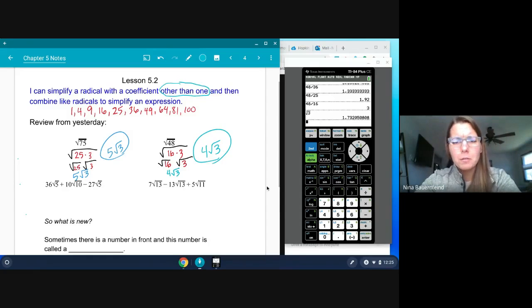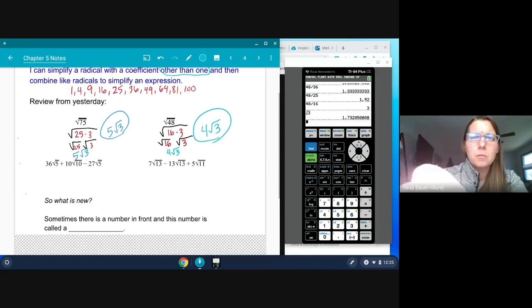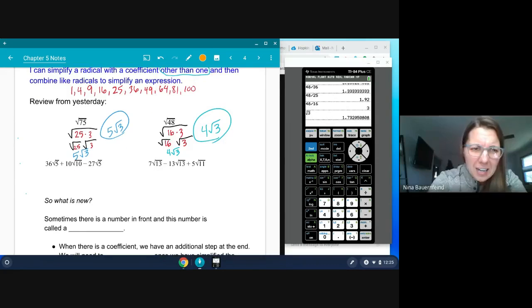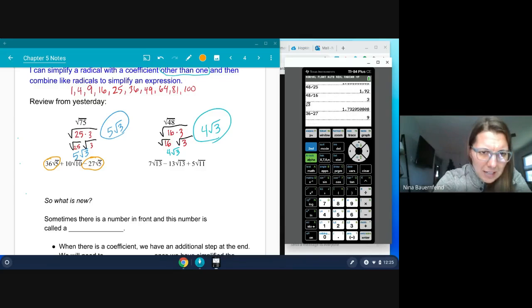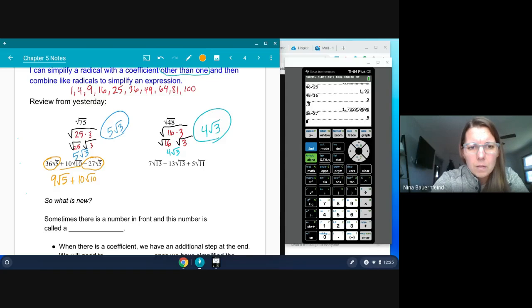And then the other thing we did yesterday is we combined like terms so that it would simplify. So here you see how we have a square root 5 on the end. There's another one right here. So we would do 36 minus 27. We just ignore the square root 5 for right now. So we get 9, and then we just copy that. And then this is by itself, so we just add it on the end. Okay?